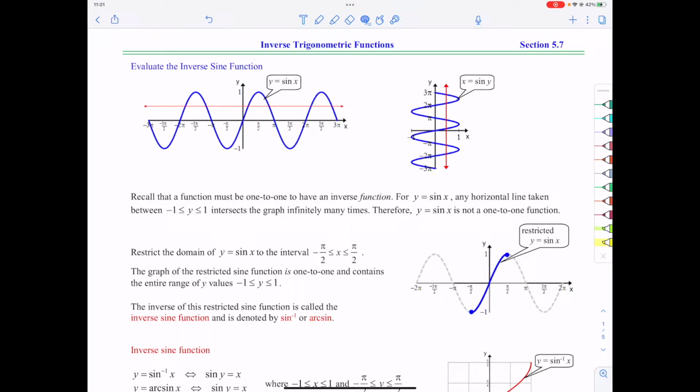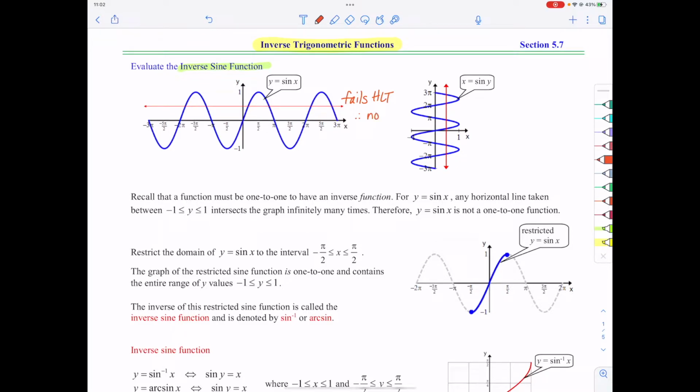This is section 5.7, inverse trigonometric functions. We're going to begin with the inverse sine function. Let's recall that in order for a function to have an inverse, it must be a one-to-one function. And as you can see, this fails. The graph of y equal to sine of x fails the horizontal line test.